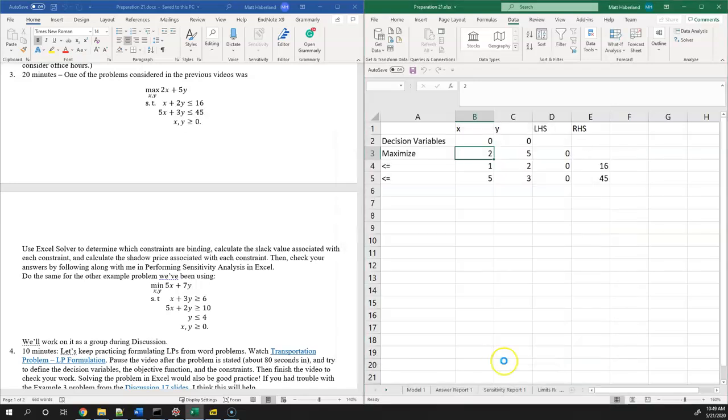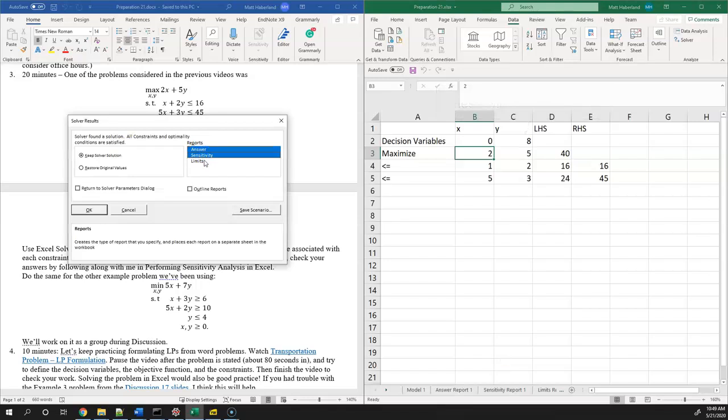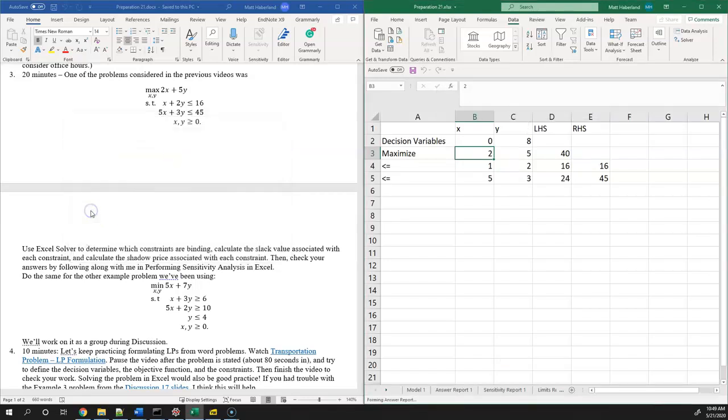I say solve. And Solver found a solution. We're going to keep the solution. Let's see, 0, 8 apparently was the solution. I'm going to go ahead and generate all three reports here, the answer report, sensitivity report, and the limits report, so we can see what they mean. And we're going to investigate those.